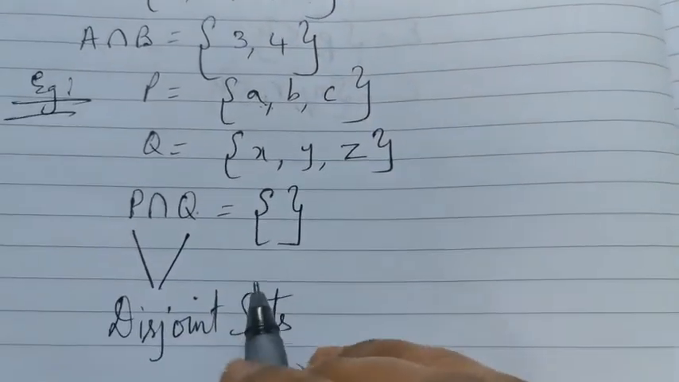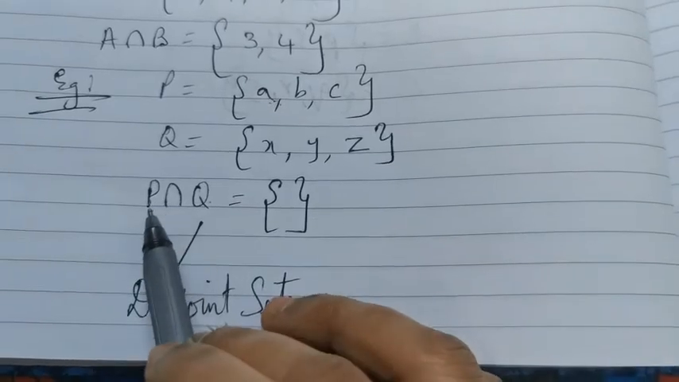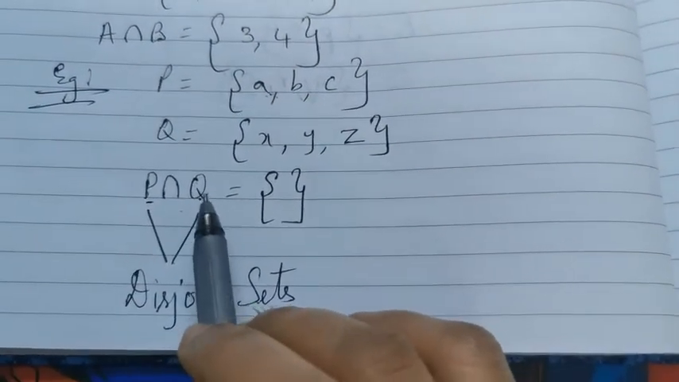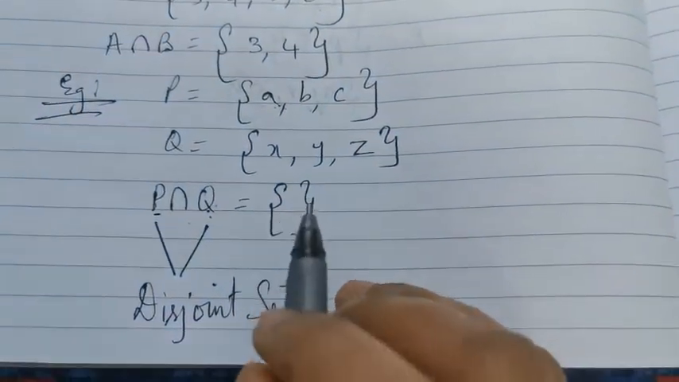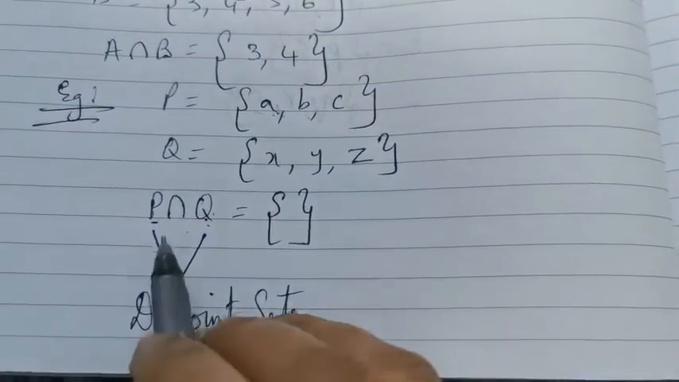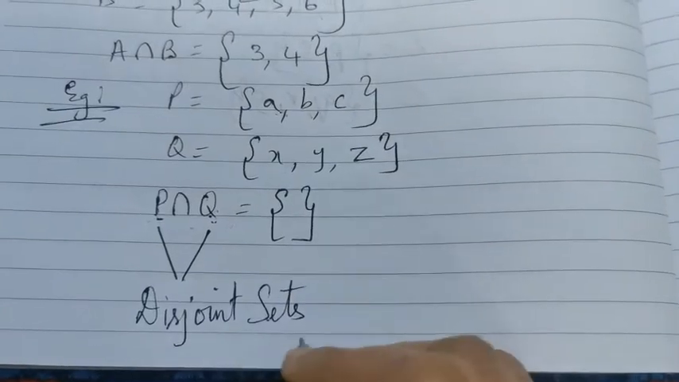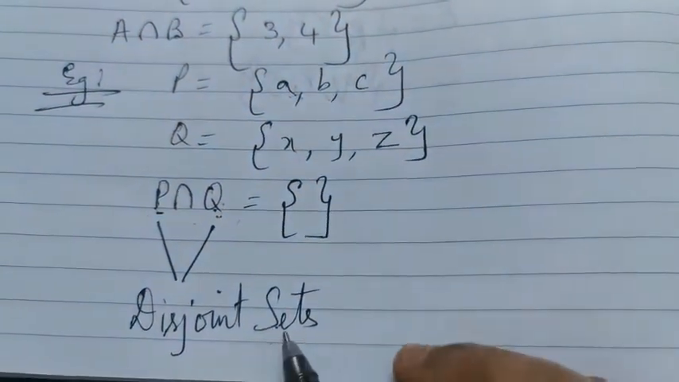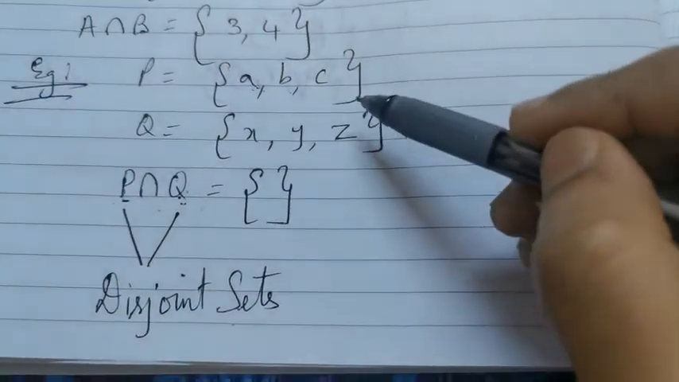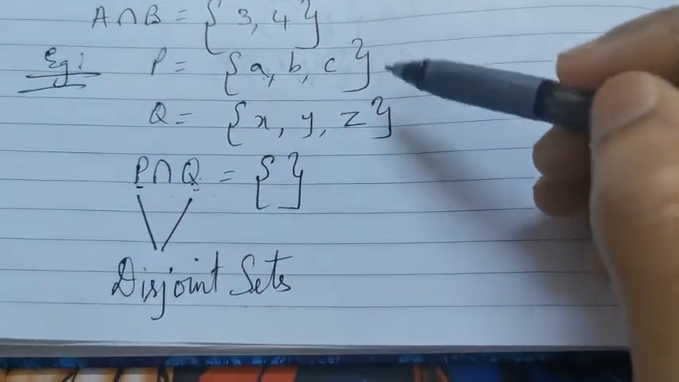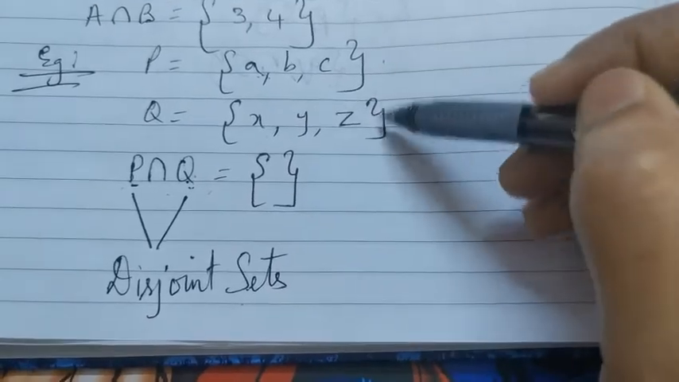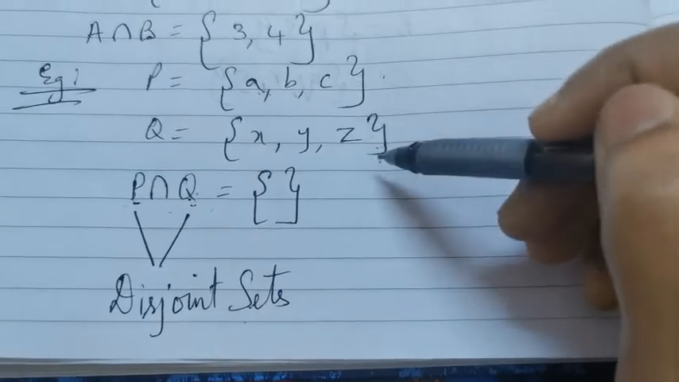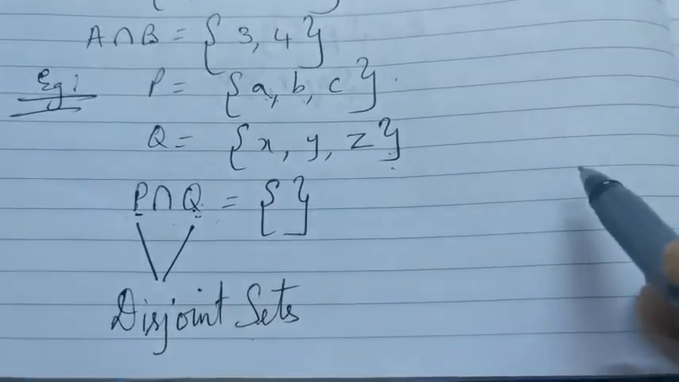Now if you don't have any element in common between two sets, or the intersection of the two sets is a null set, then those two sets are called disjoint sets. So I can define a disjoint set as: if there are no common elements between the elements of the given two sets, then those two sets are disjoint sets.